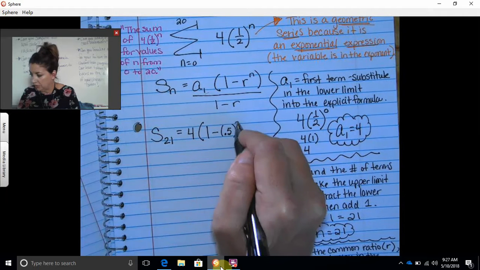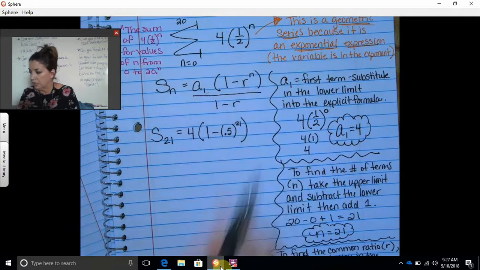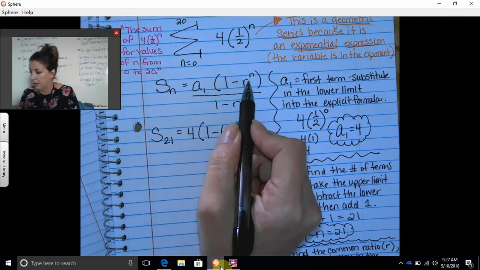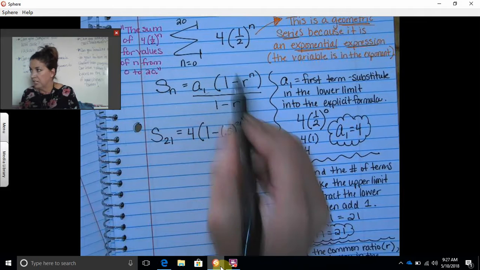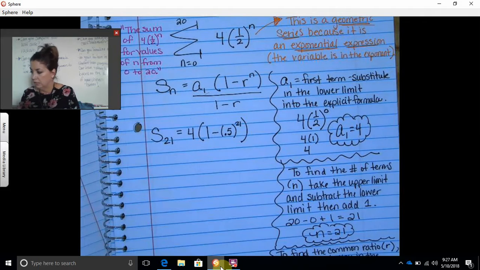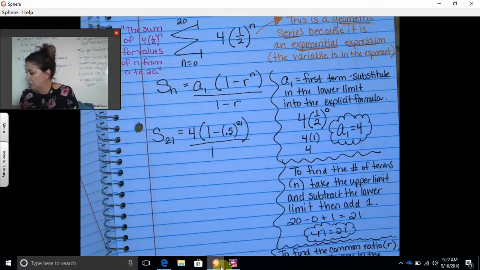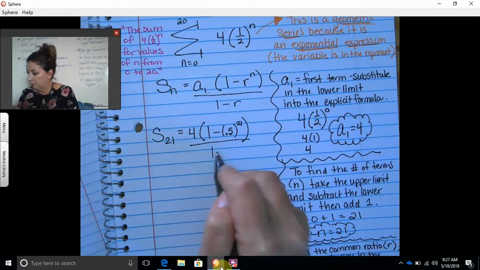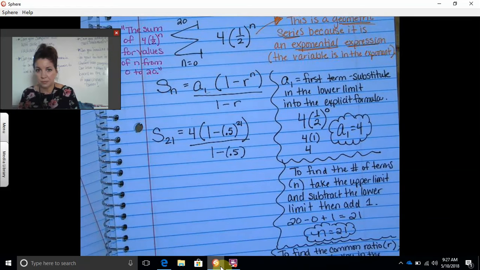And 21 is inside the big parentheses, okay? Only the common ratio is being raised to the 21st power, not everything inside the parentheses. So be careful about that. That's a common mistake. All over 1 minus a common ratio of 1/2 or 0.5. Everybody cool?